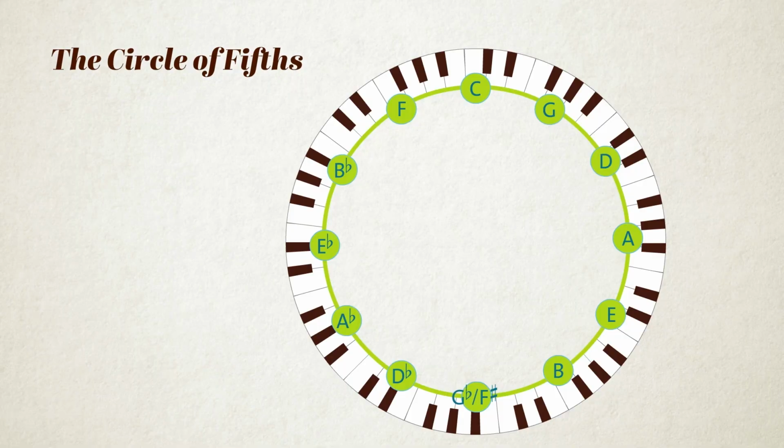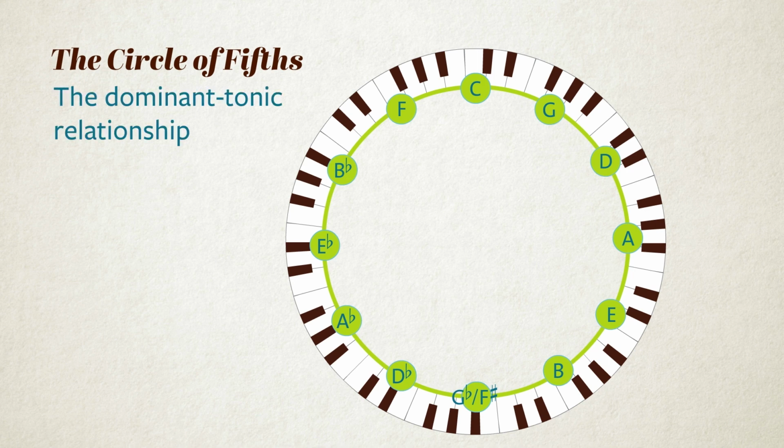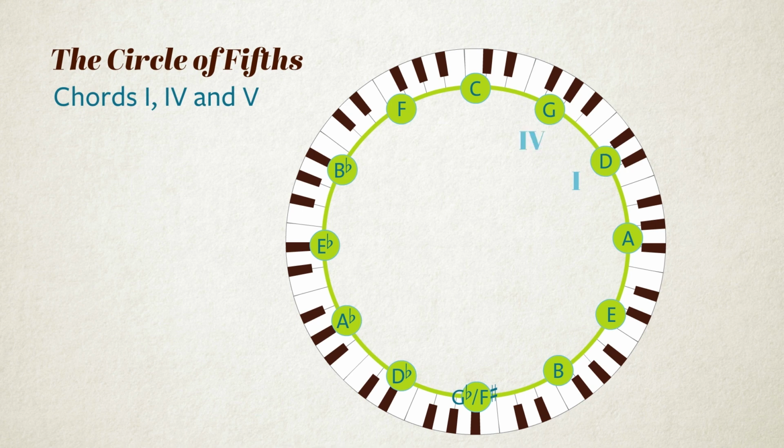Remember, these note names could represent keys, chords, or simply notes. If we look at them as notes arranged in fifths, it's easy to see the dominant-tonic relationship. Wherever you are on the circle, chord 5 is one step further clockwise than chord 1. Chord 5 of A, for example, is E. Chord 5 of B flat is F, and so on. And taking this idea just a little further, choose your chord 1 and you'll see that chords 4 and 5 are either side. In the key of D, for example, chord 4 is G and chord 5 is A.